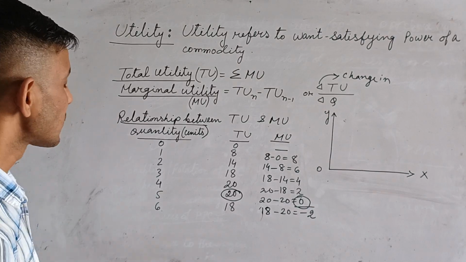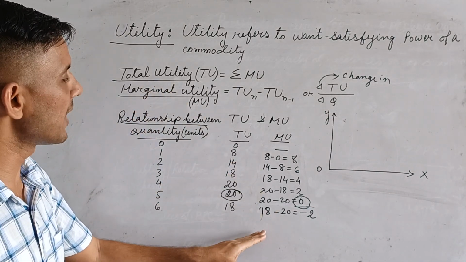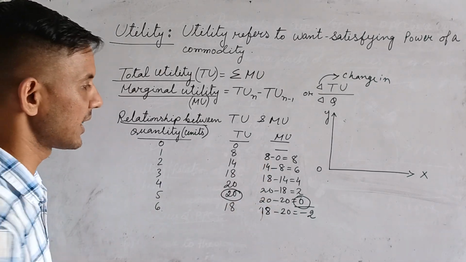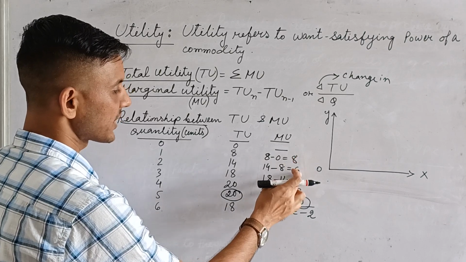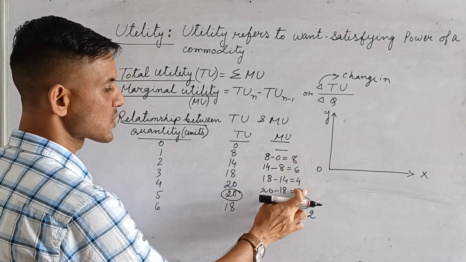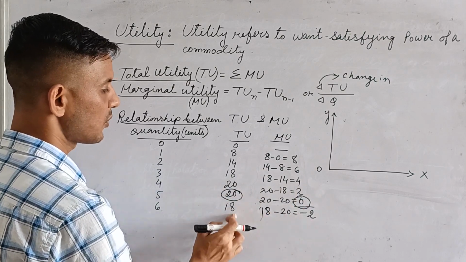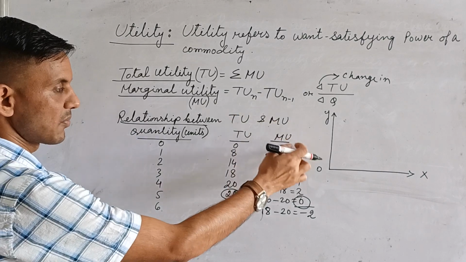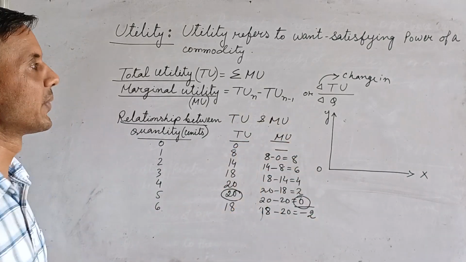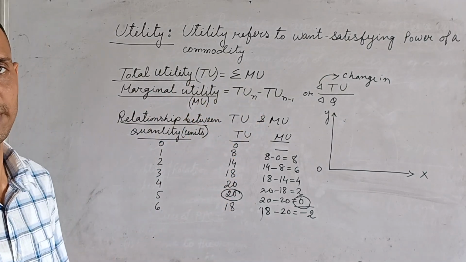Is it clear? So total utility means what? Sum of the marginal utility. So if you add this marginal utility, for example, 8 plus 6, 14, 14 plus 4, 18, 18 plus 2, 20, 20 plus 0, 20, 20 minus 2, 18. Is it clear? So if you add this marginal utility, then you will get the total utility. So that's why I have written TU is equal to the summation of marginal utility.